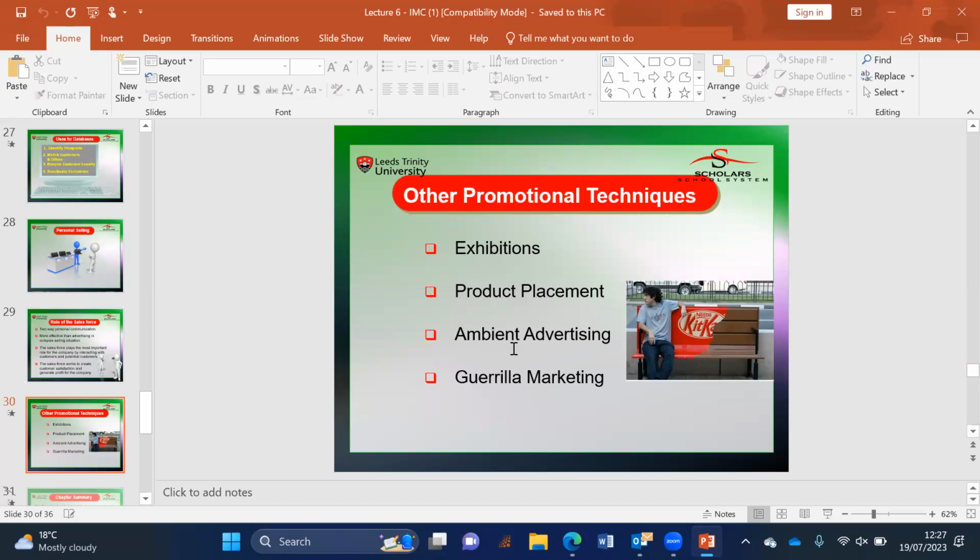Ambient marketing and guerrilla marketing are creative, out of the box marketing, like the picture you guys can see of the Kit Kat ad. So that is all for this chapter.